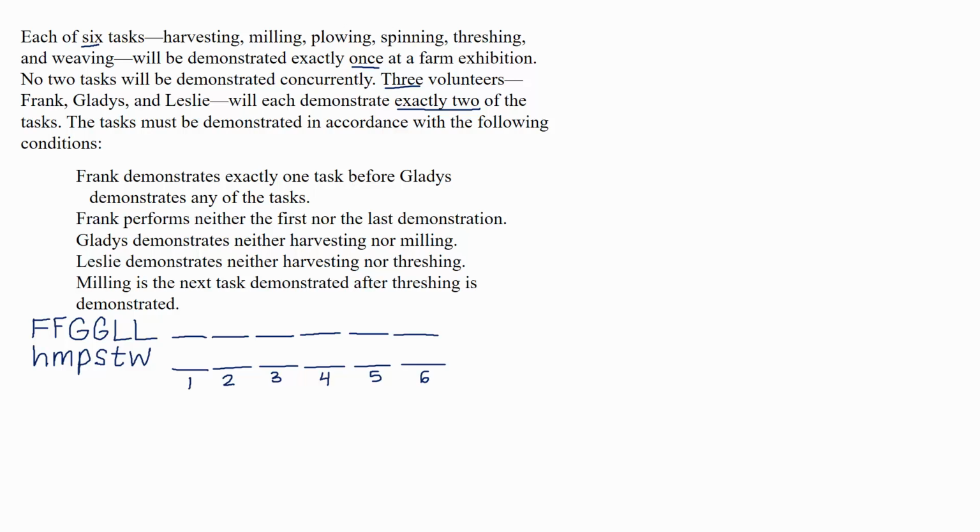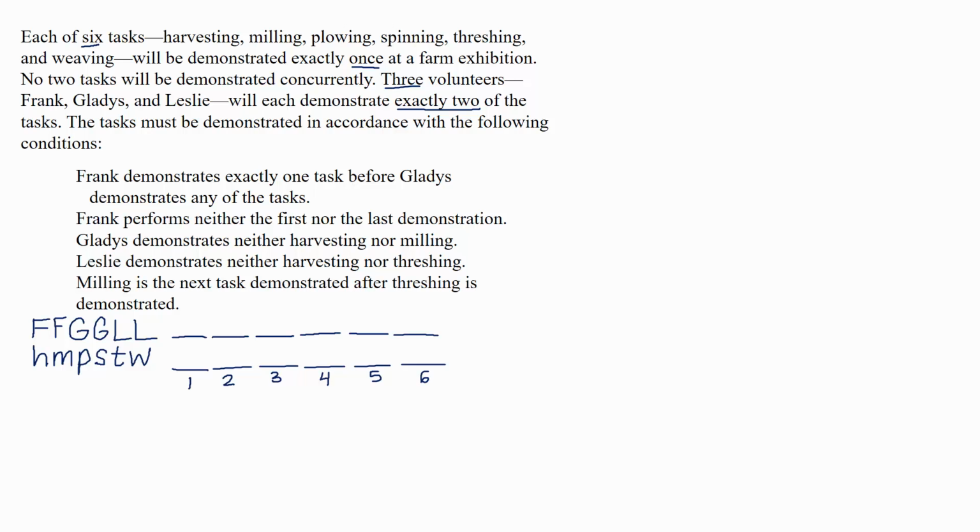Now, it's true that if we got a rule that says something like Gladys demonstrates harvesting, we wouldn't have anywhere to put that in our diagram, and that's okay. We would note it off to the side and incorporate it when we can later on. It's just really important to show the ordering part because ordering involves the arrangement of elements. At this point, we have a basic diagram and we can move on to the rules.